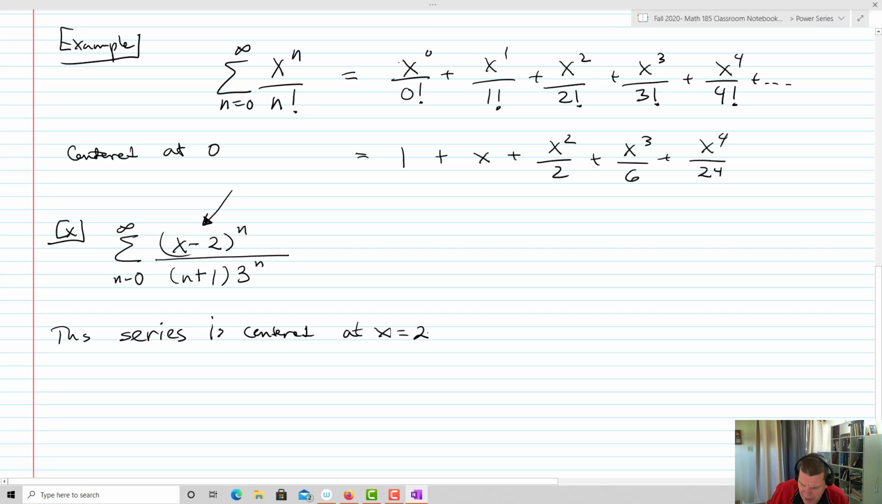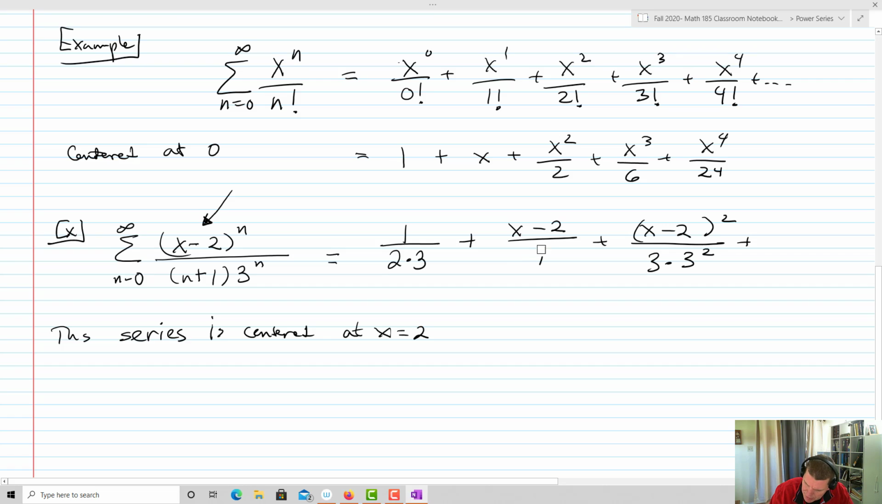All we really want to look at is where this power series shows up. So for example, our first term is going to be 1 over 1 times 3, so 1/3, plus (x minus 2) divided by 2 times 3, so that'd be 6, plus (x minus 2) squared over 3 times 3 squared, plus... oh, excuse me, this should be 1 times 3, 1 times 1.